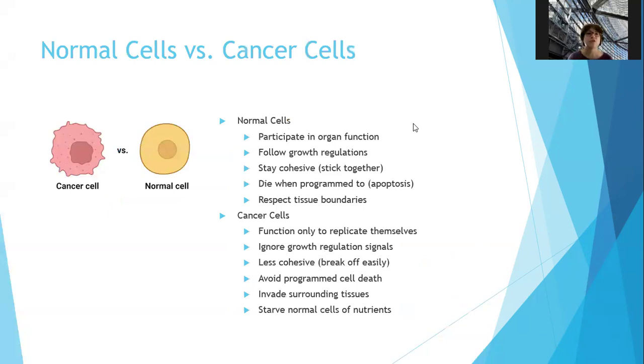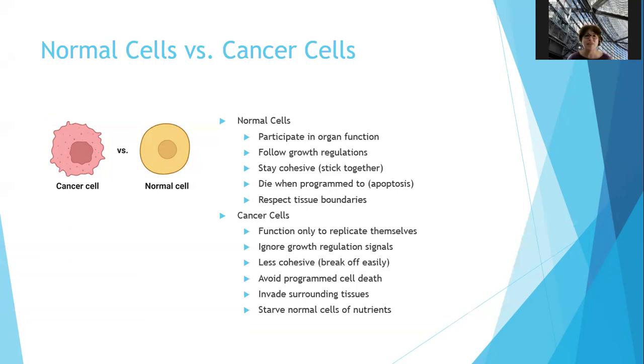Normal cells versus cancer cells. So normal cells, they do their job. They show up every day, do their job. They participate in organ function. They follow the rules. They know when to grow and when to die. They're cohesive. They stick together. Teamwork makes the dream work. They die when they're supposed to. They go through apoptosis and they respect tissue boundaries. They don't just invade other tissues because they're in a bad mood.